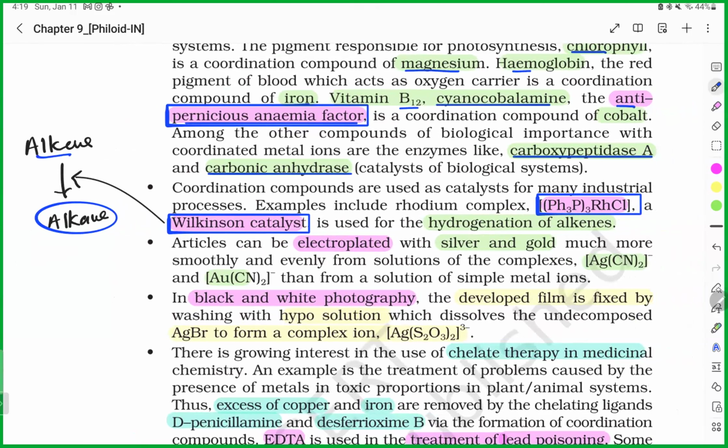Then electroplating. Electroplating with gold and silver can easily happen by using the silver complex or the gold complex. So, plated jewelry. Do you guys know plated jewelry?